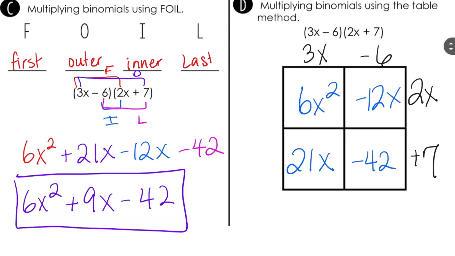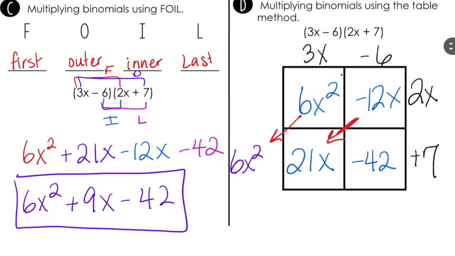All right, so notice that in all 4 boxes, it matches exactly to the terms that we got when we use FOIL. It's just in a different order. Another thing I do like about this particular method is that all your like terms are going to be on the diagonal. So what I mean by that is that if I draw a diagonal going through here, I can just bring down my like term, which only one of them, so I don't have to combine anything. So that's 6x squared.